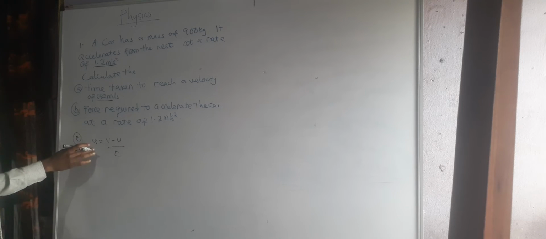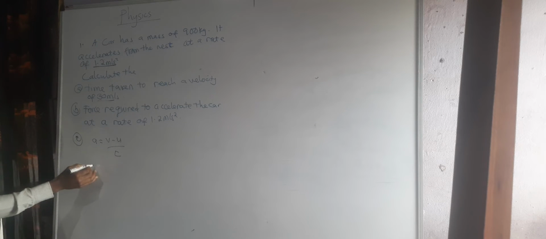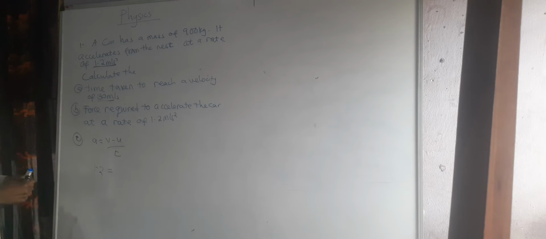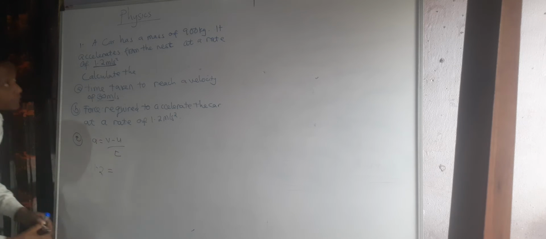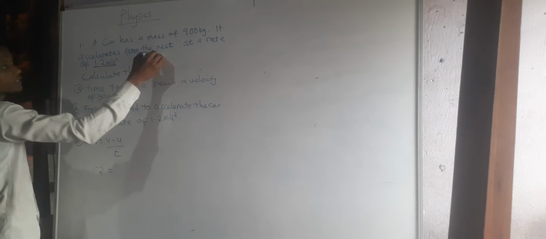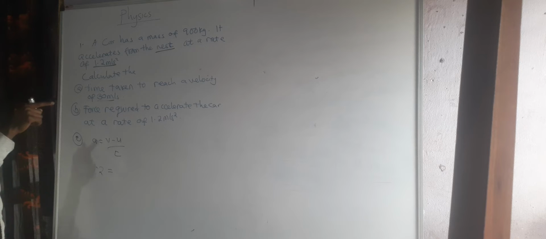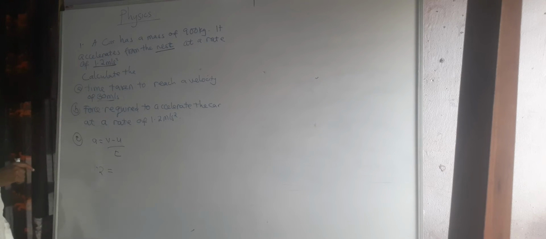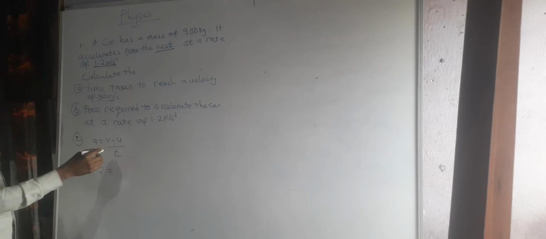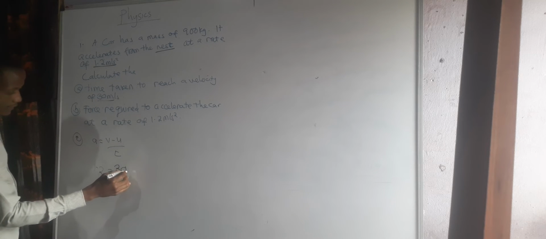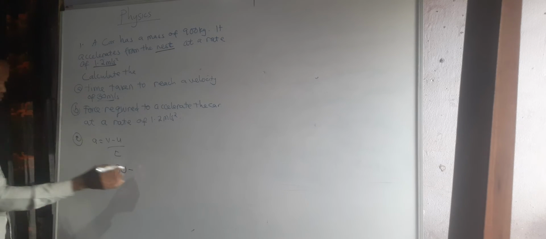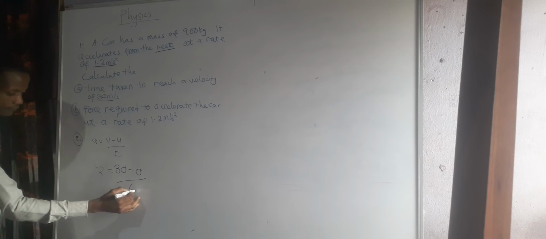Okay, so the acceleration given is 1.2 meters per second. So while there's a, you put 1.2, which is equal to the final velocity. This car started from rest, which means 0 meters per second, and it reaches the speed of 30 meters per second. So the final velocity is 30 minus the initial velocity. Whenever you hear the word rest, it means 0. So minus 0 over the time taken.